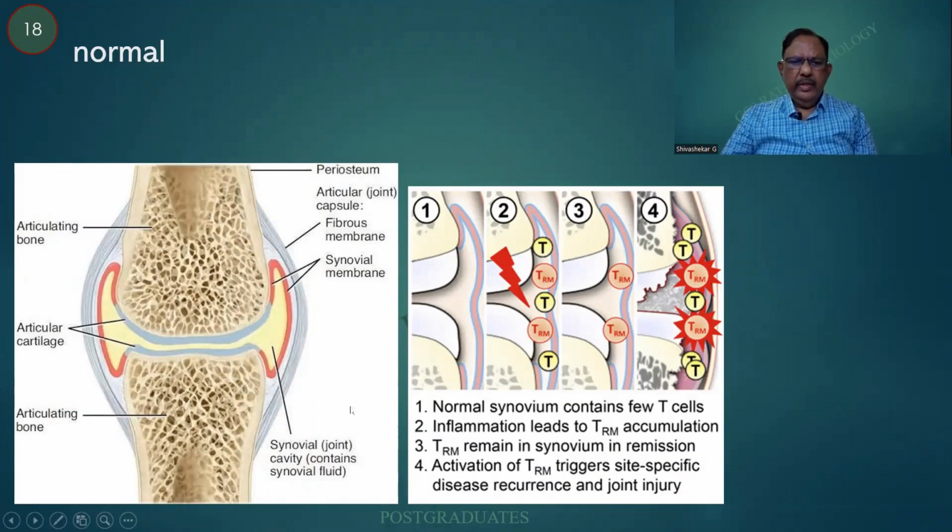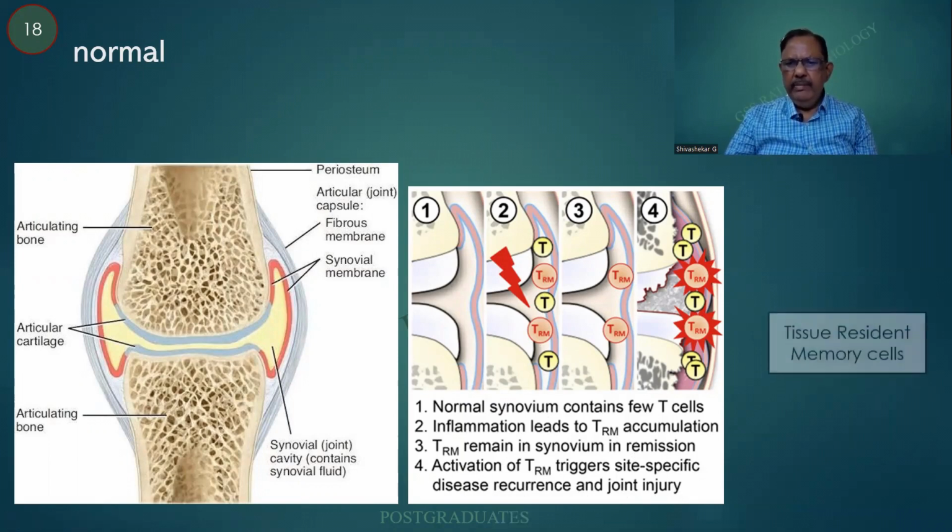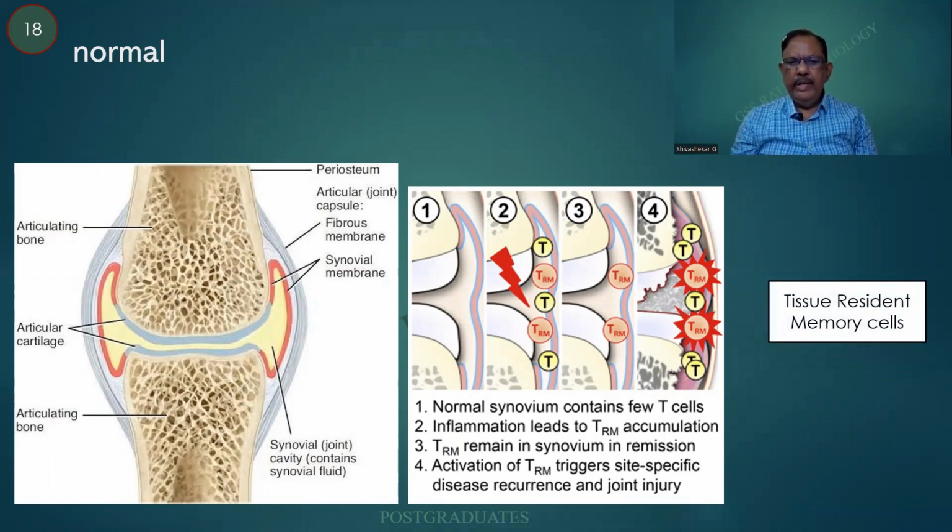So again, the normal structures I will not be going into, but what is there in this picture? There is a normal synovium. It contains a few T cells and it leads to inflammation because of the accumulation of TRM. It remains in the synovium, and activation of the TRM triggers a continuous and recurrent cause of joint injury. Now, what is TRM? Tissue resident memory cells. It is only because of this memory that some diseases become perennial.